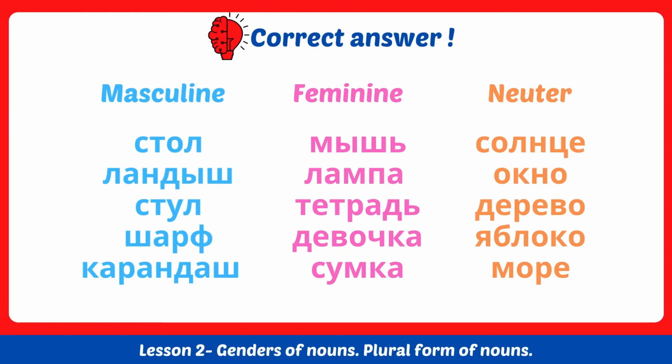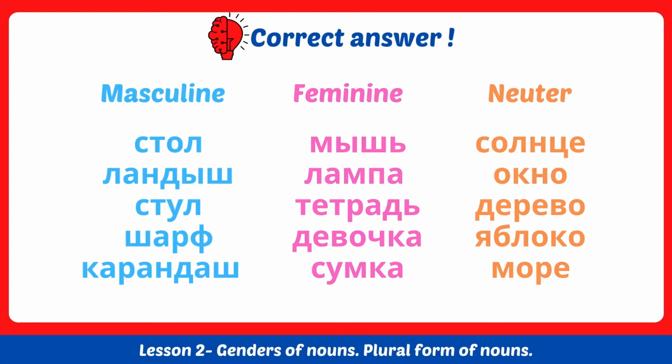And this is the correct answer. Stol: the ending is l, a consonant, so it belongs to masculine. Landish: sh is a consonant, and that's why the noun belongs to masculine gender. Stul: l is a consonant. Sharf: f is a consonant. Karandash: sh is a consonant.